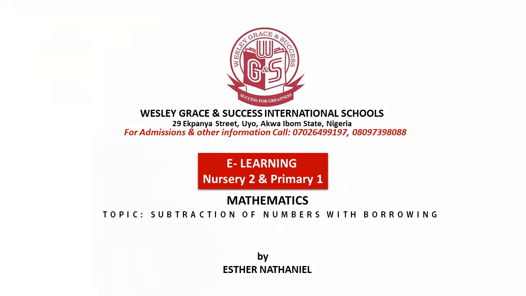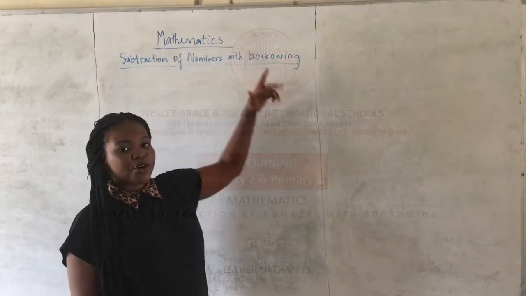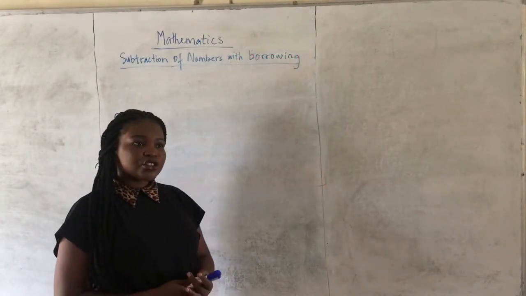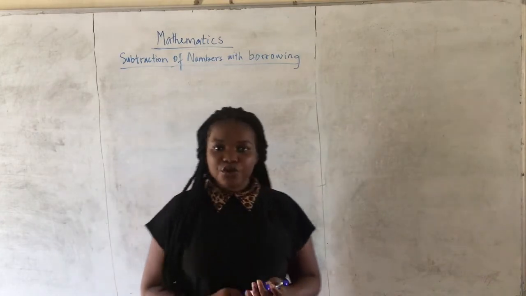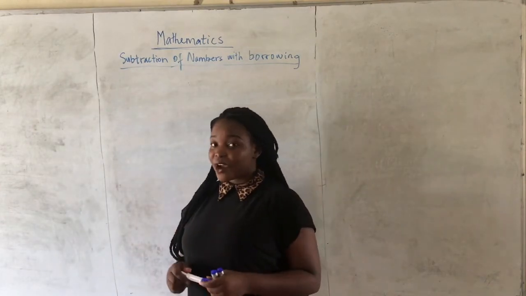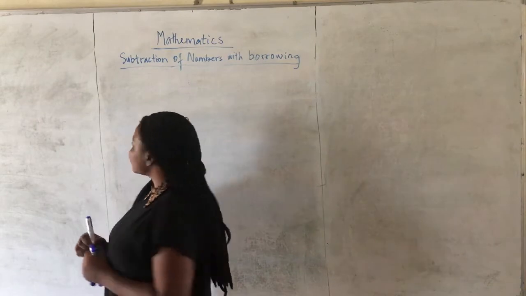We will be looking at subtraction of numbers with borrowing. Subtraction of numbers with borrowing. And let's look at a very interesting example.